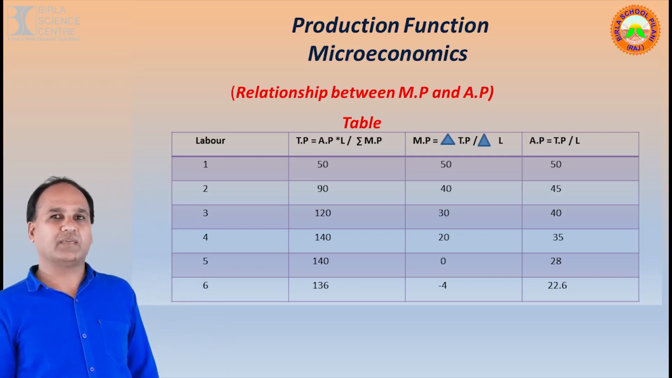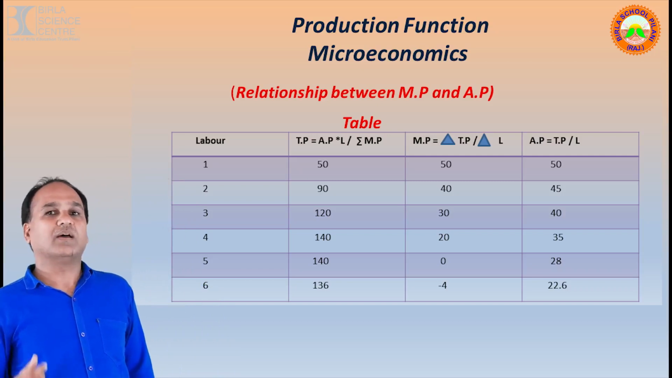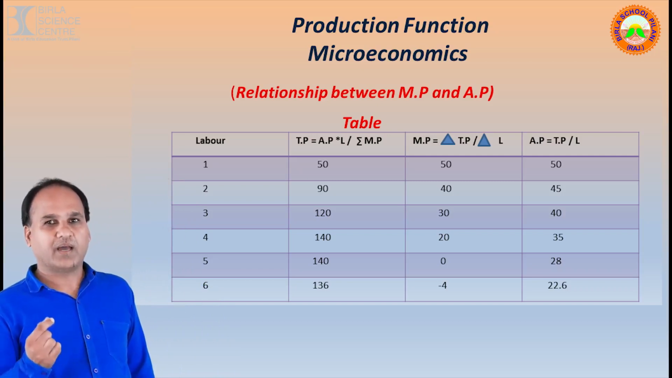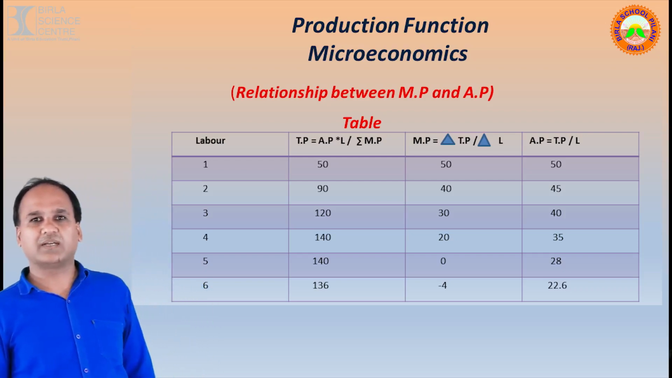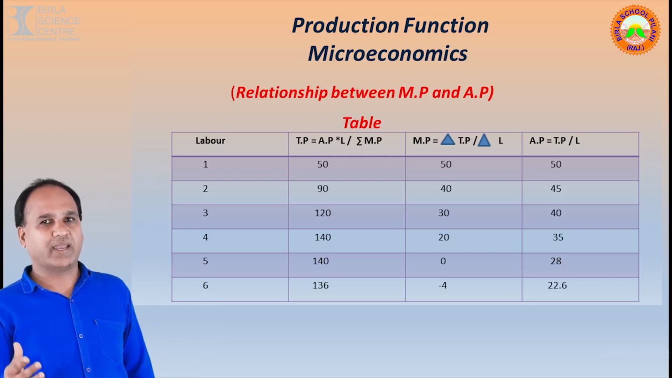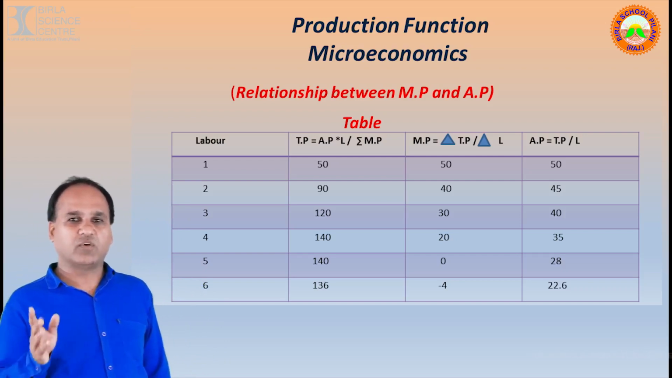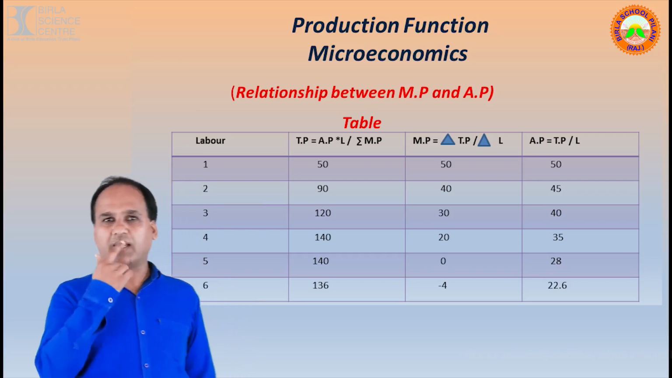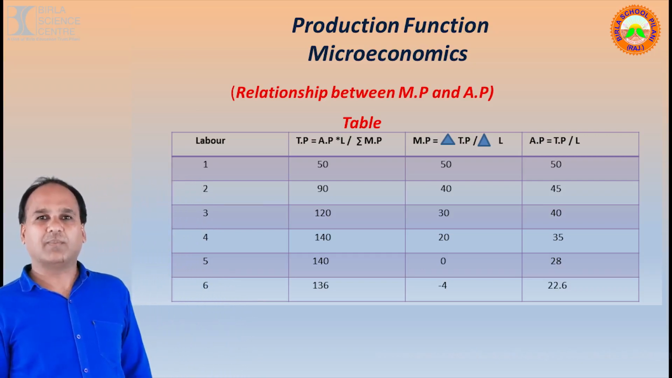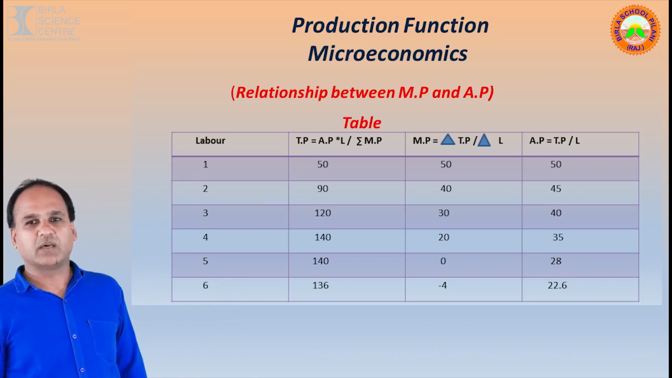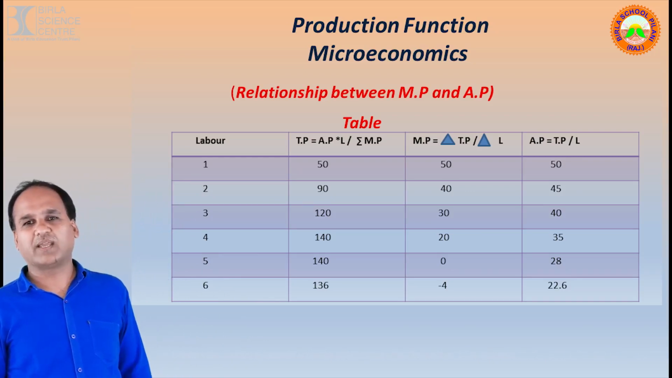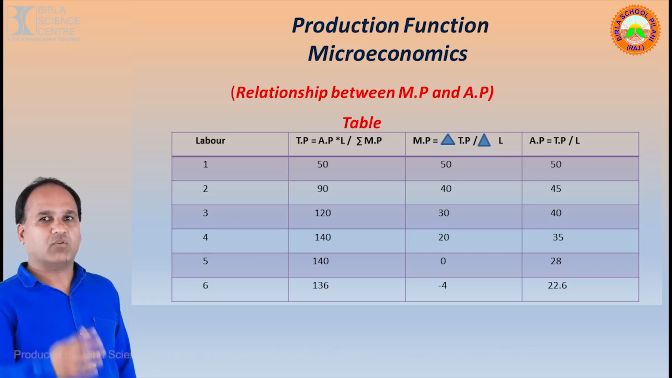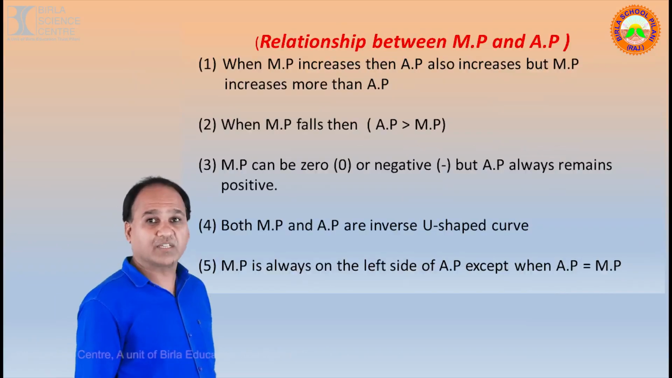In the third column you can see MP. What's the formula? Delta TP upon delta L. Look at the values: 50, 40, 30, 20, 0 and at the last minus 4. And in the fourth column you can see AP. Look at the formula. AP is equal to TP upon L. So the values are 50, 45, 40, 35, 28, and at the last 22.6. Okay. Now look at the relationship.